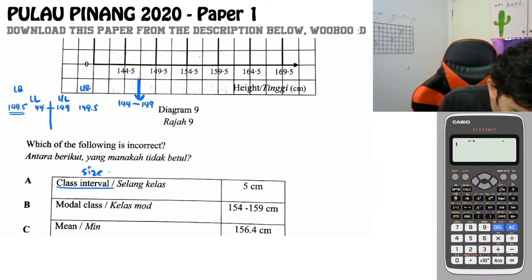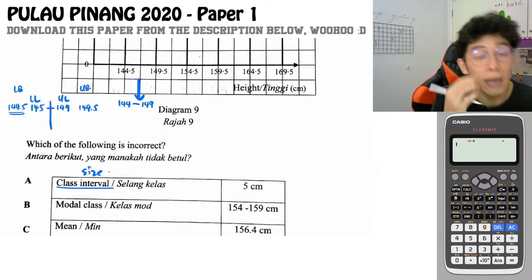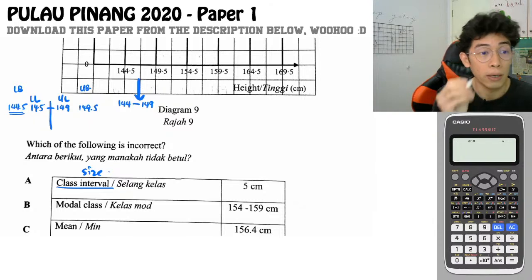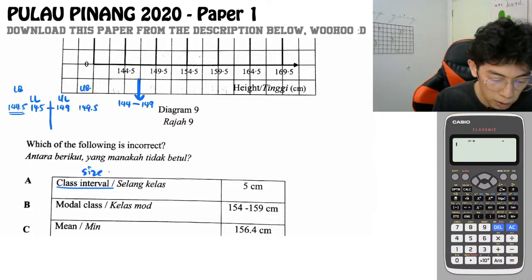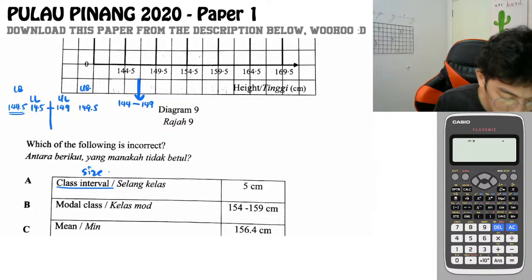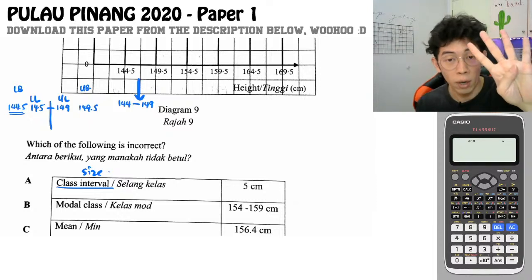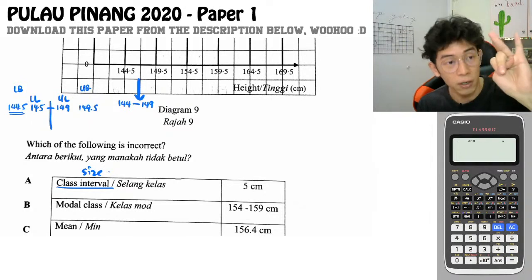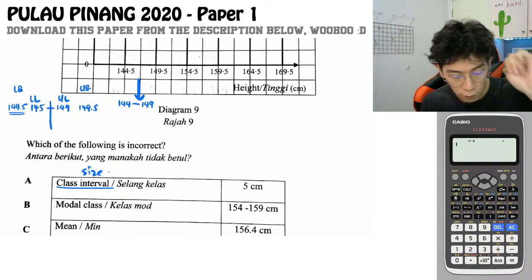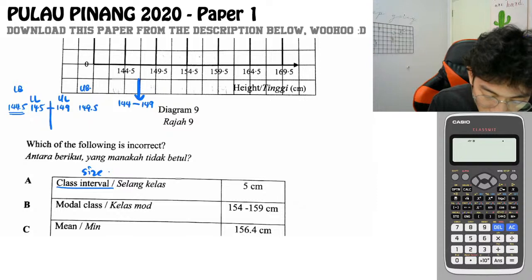No, it shouldn't be that. It should be 145, because it's in front of it. So you see 145, 146, 147, 148, 149, that's 5. So the class size is correct.